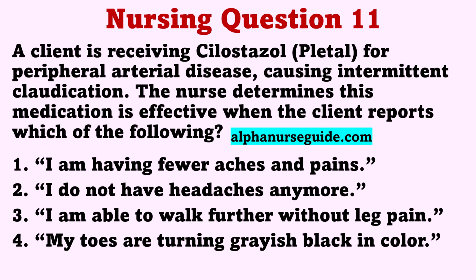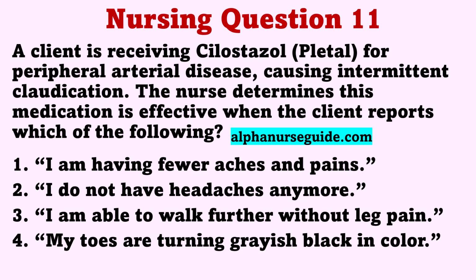A client is receiving cilostazol for peripheral arterial disease causing intermittent claudication. The nurse determines this medication is effective when the client reports which of the following? 1. I am having fewer aches and pains. 2. I do not have headaches anymore. 3. I am able to walk further without leg pain. 4. My toes are turning grayish-black in color. The correct answer is 3. I am able to walk further without leg pain.